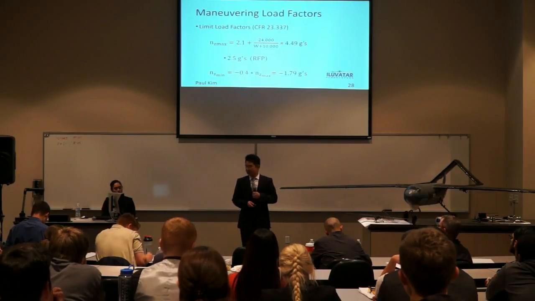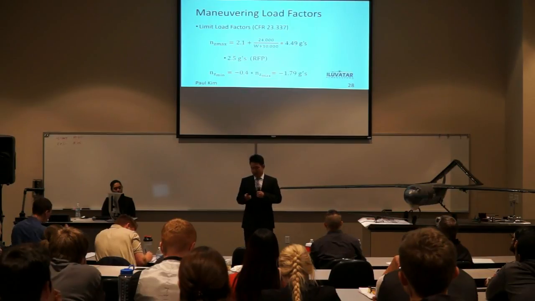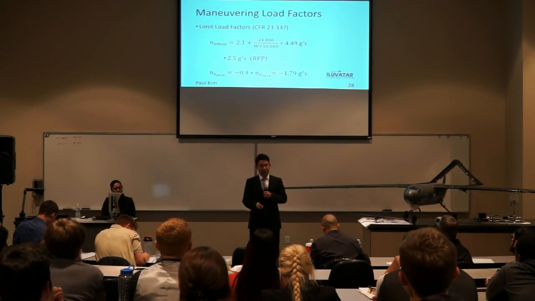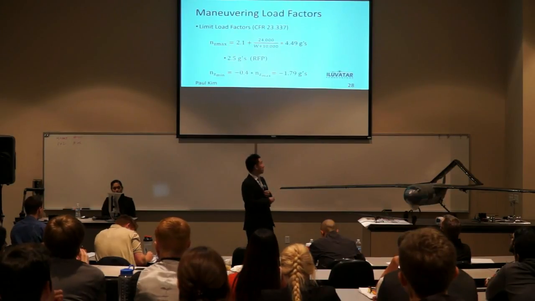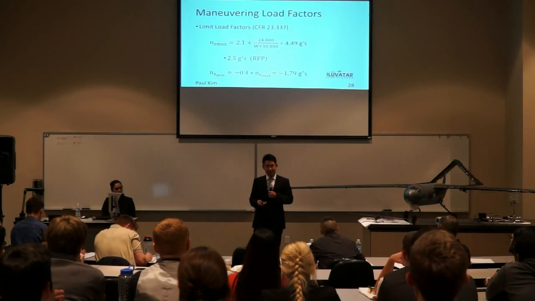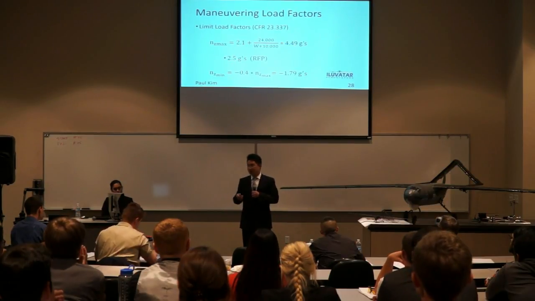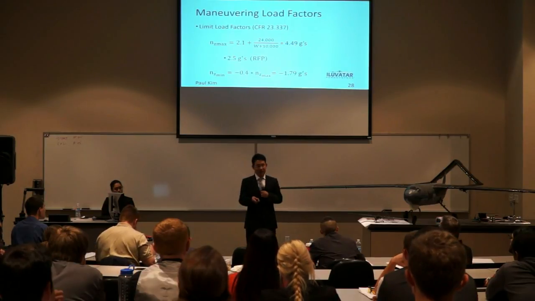For the maneuvering load factors, the limit load factor was defined in CFR as this equation. A key thing to note is that it was calculated to be 4.49 Gs. The RFP actually limits our limit load to be 2.5 Gs, and that's the one we use for the positive load factor. The 4.49 Gs was still used to calculate the negative load factor, which was negative 1.8 Gs.